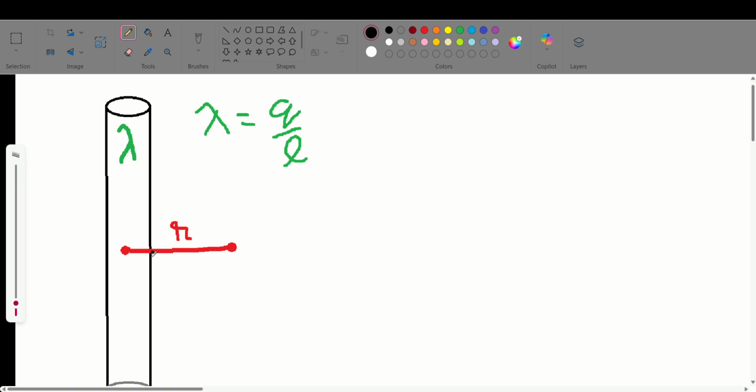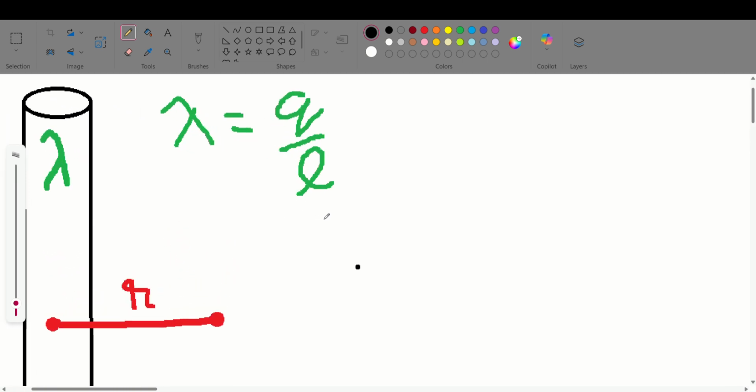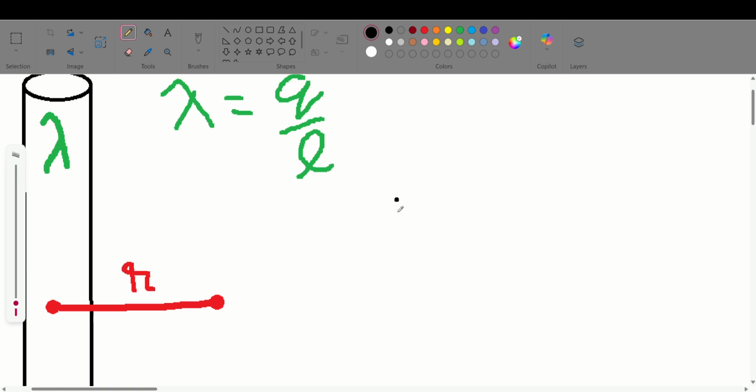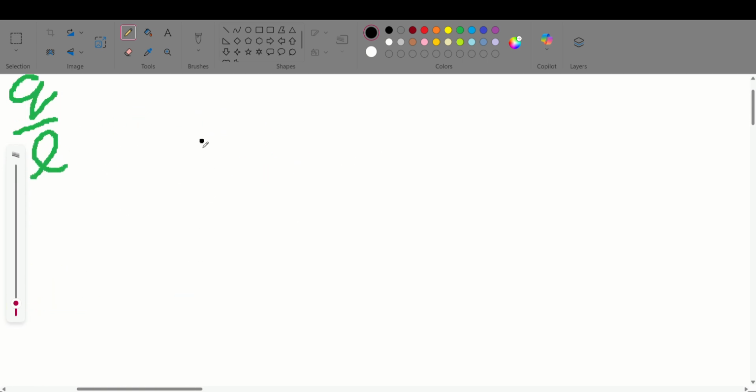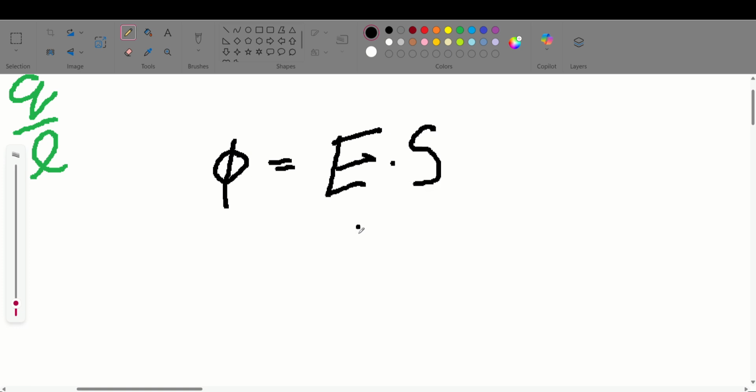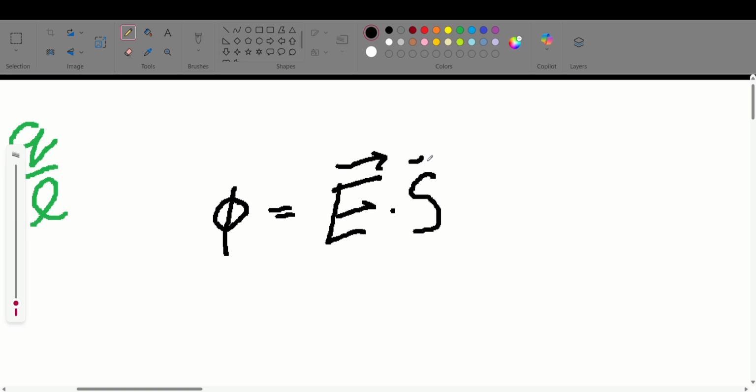Now, in order to calculate this electric field at the distance of r, we're going to use the concept of electric flux. So now we know that electric flux, which is denoted by phi, is equal to E dot S. Even though they are vectors, we're just going to omit that for now.